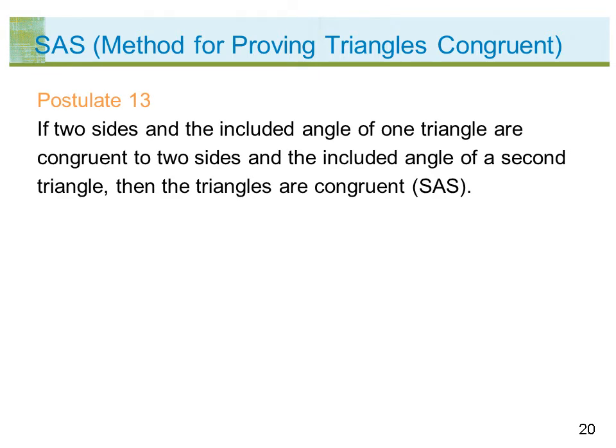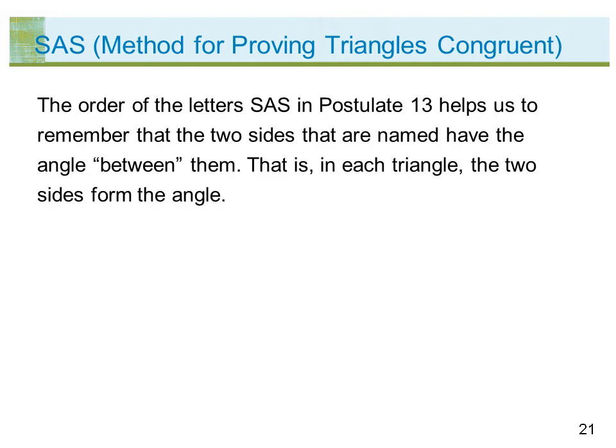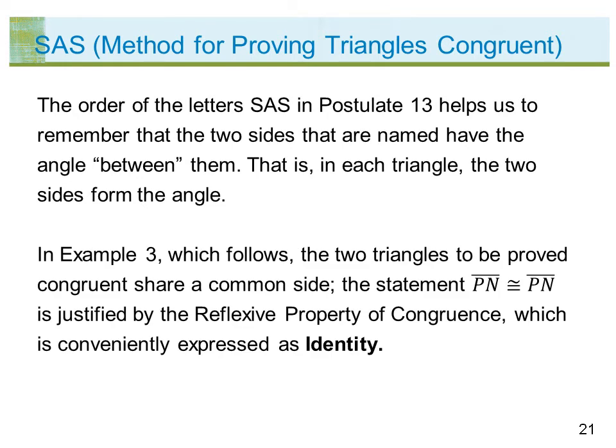If two sides and the included angle of one triangle are congruent to two sides and the included angle of a second triangle, then the triangles are congruent. SAS. The order of the letters SAS in Postulate 13 helps us to remember that the two sides that are named have the angle between them. That is, in each triangle, the two sides form the angle. In example 3, which follows, the two triangles to be proved congruent share a common side.